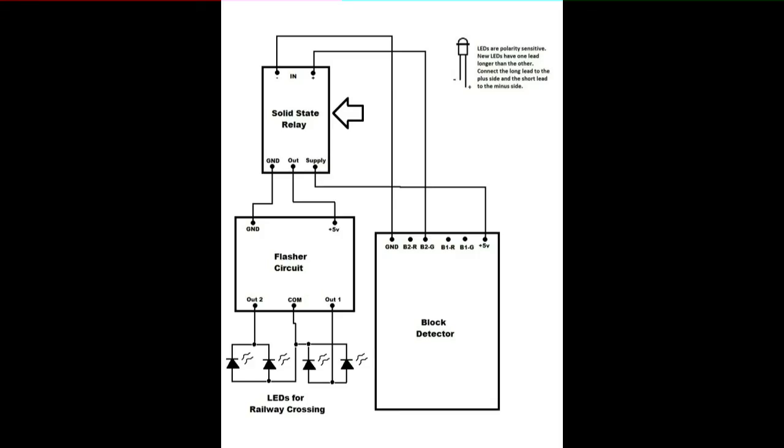The solid-state relay board is needed because the green LED output of the block detector does not have enough current capability to power the flasher circuit. Either of the green LED outputs, B1G or B2G, can be used even if they are already feeding LEDs of the block signals. So this is it.